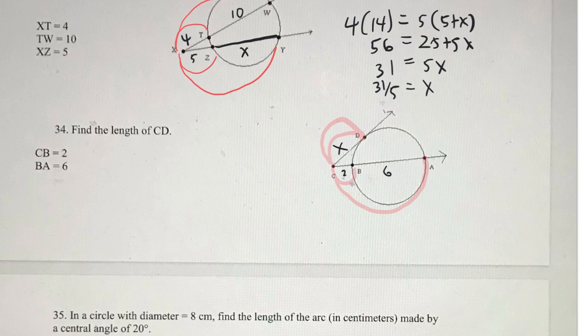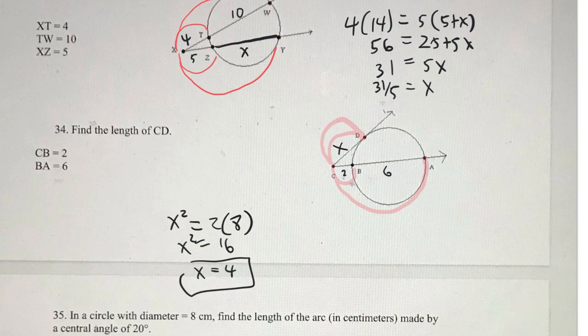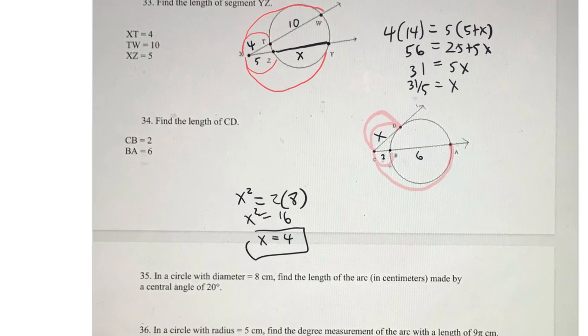So we literally have x squared equals 2 times 2 plus 6, which is 8. So that's going to be 16. So x squared equals 16. X therefore equals plus or minus 4, but we only need to worry about the positive value.